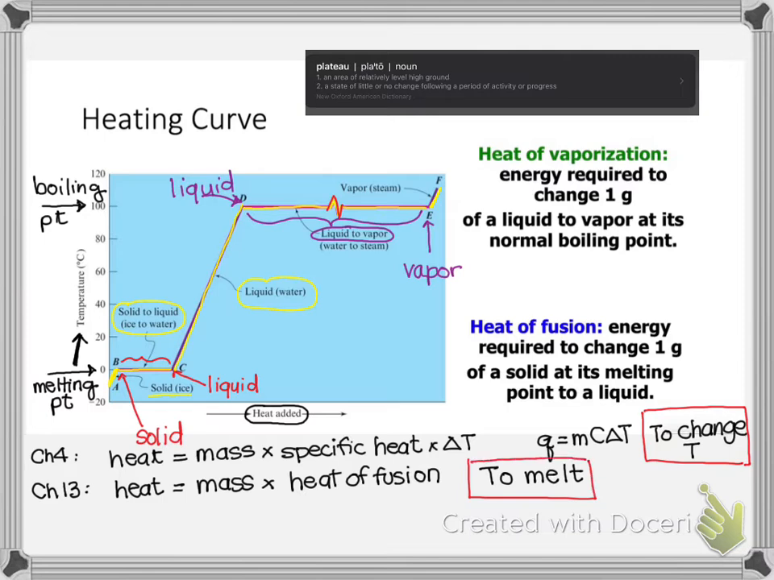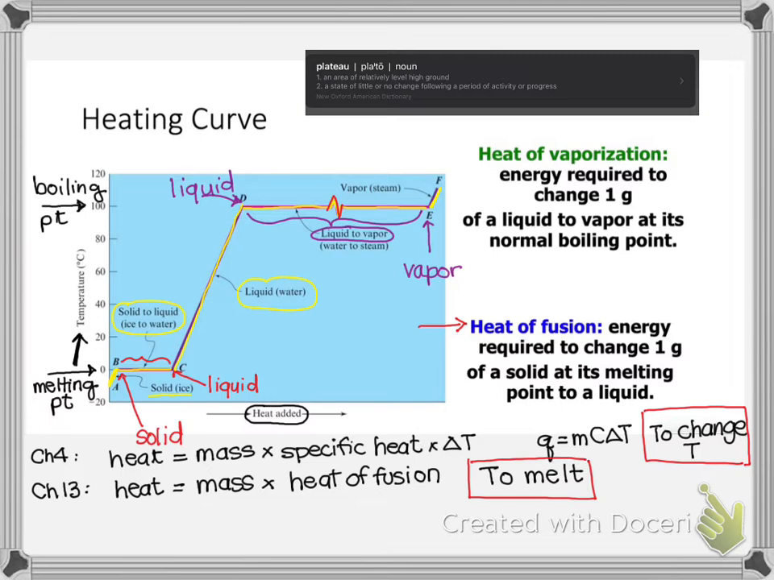Now the heat of fusion, you can see it up here in the notes. It's the energy required to change 1 gram of a solid at its melting point to a liquid. So it's the amount of energy it takes to melt something. It is a constant, so it's not something we have to memorize.